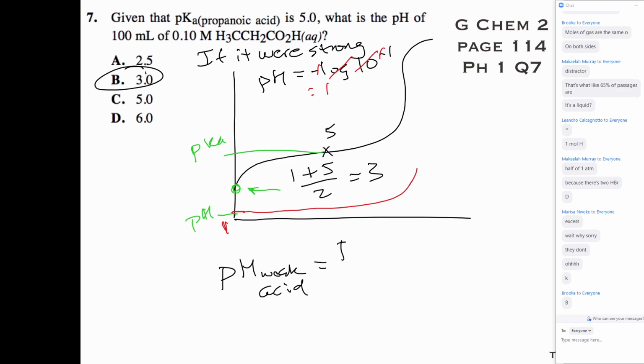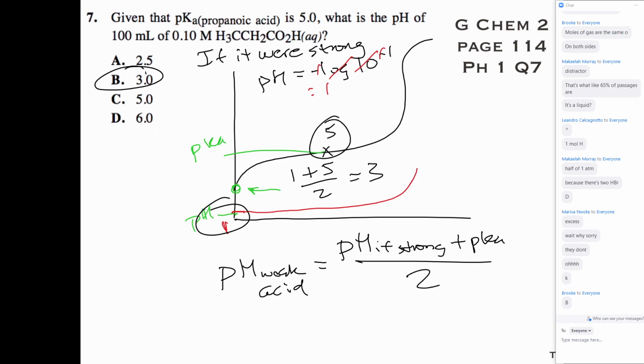equals the pH, if it were strong, there, and the pKa there, over 2. You're averaging them. You average them because I went through the icebox and explained and came up with it one time, derived it, and we said, good, we believe it.